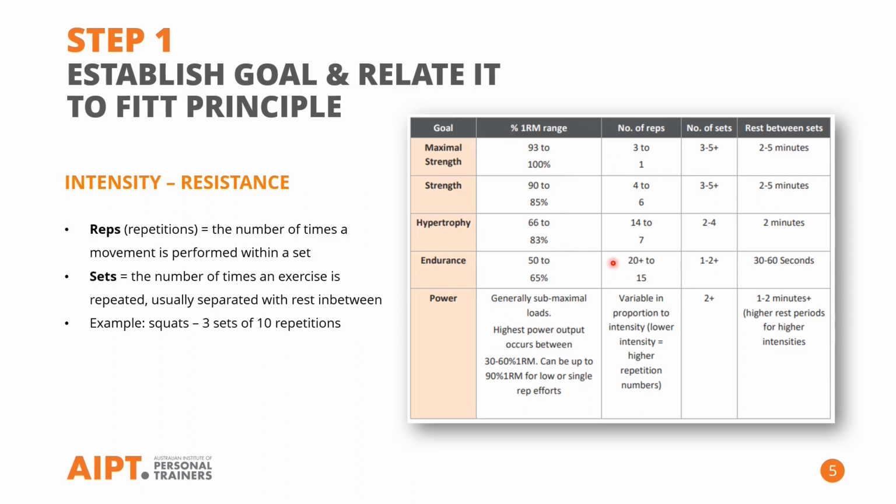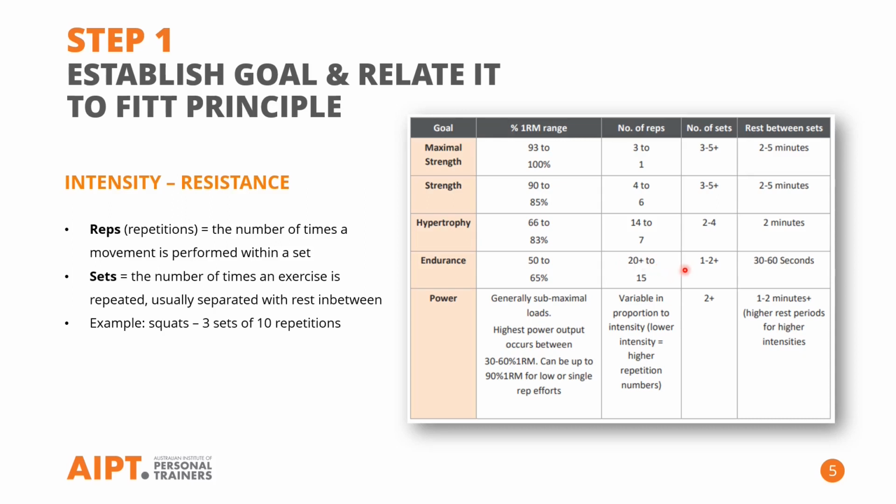So they oppose each other essentially. As one goes up, the other comes down. So as intensity increases, the number of reps decreases. And as the number of reps increase, the intensity decreases. Hopefully haven't lost you there. But if you have a look at the table in a bit more detail, pause the slide if you need to, you'll see how that relationship occurs.